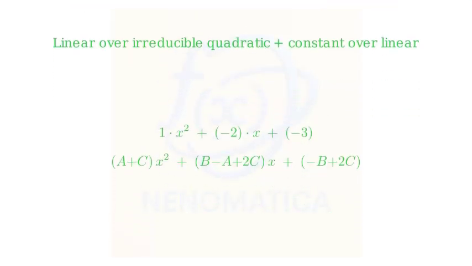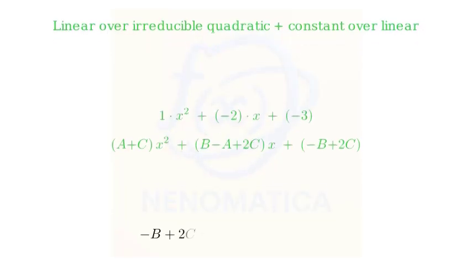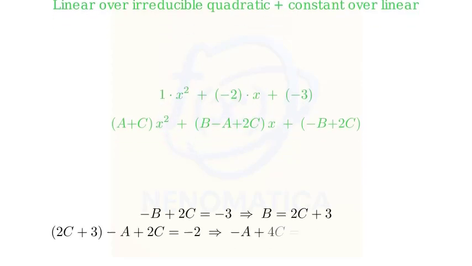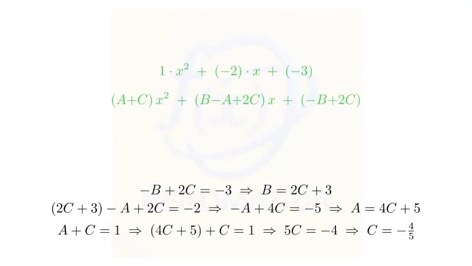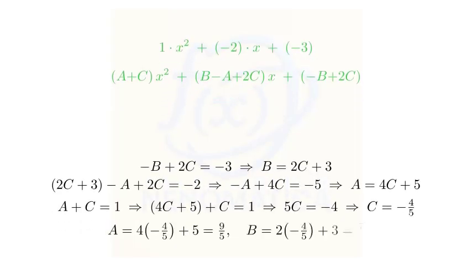Solve the system. From the third equation, negative b plus 2c equals negative 3, so b equals 2c plus 3. Substitute into the second. (2c plus 3) minus a plus 2c equals negative 2, which simplifies to negative a plus 4c equals negative 5, so a equals 4c plus 5. Use the first equation. a plus c equals 1 gives 4c plus 5 plus c equals 1, so 5c equals negative 4, hence c equals negative 4 fifths. Then a equals 9 fifths and b equals 7 fifths.